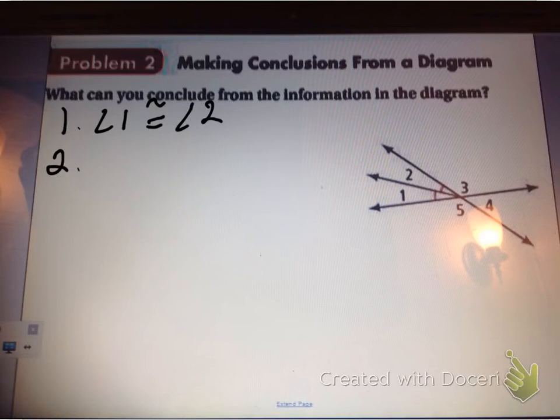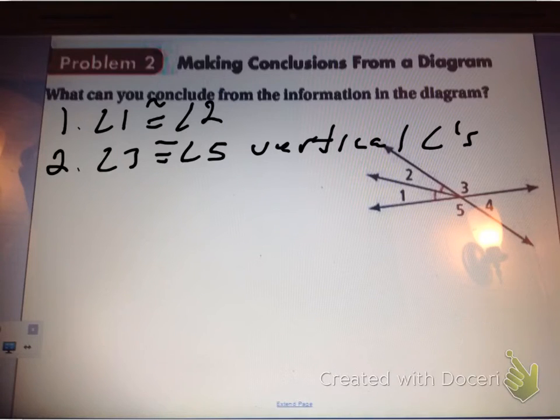Alright, the second thing that we can conclude is angle 3 is congruent to angle 5, and we can say that because they are vertical angles, and we know vertical angles are congruent. So we have the X there. 3 and 5 are kind of looking at each other, so they're going to be congruent. They're vertical angles.